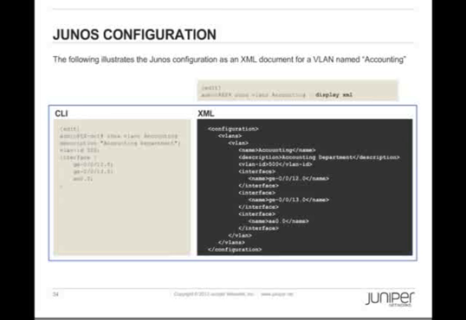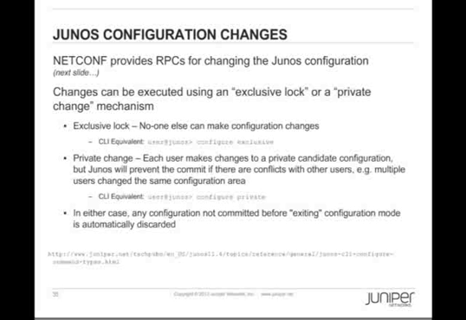So what it's showing here is the CLI version equivalent and then the XML output equivalent. What it's trying to show here is that there is a one-to-one mapping based on the CLI commands and the XML output that's programmable. Go ahead, next slide.